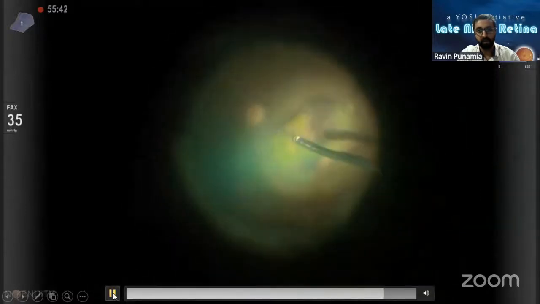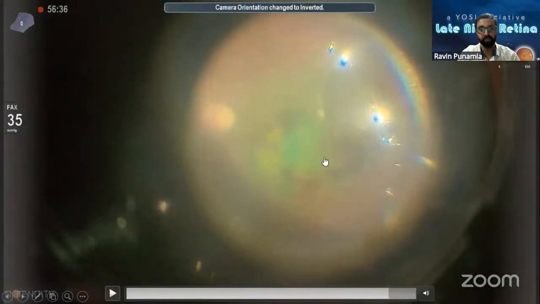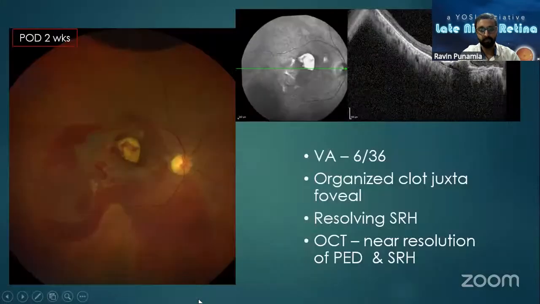Following this, we did a fluid air exchange, and SF6 tamponade was used. So under air, we can see the subretinal space stained with fluorescein, showing the area of spread of the dye. So this was 2 weeks post injection, when the patient presented. The visual acuity had improved to 6/36. There was an organized clot, which was juxtafoveal, and there was resolving subretinal hemorrhage. And the OCT also showed near resolution of the PED and subretinal hemorrhage.